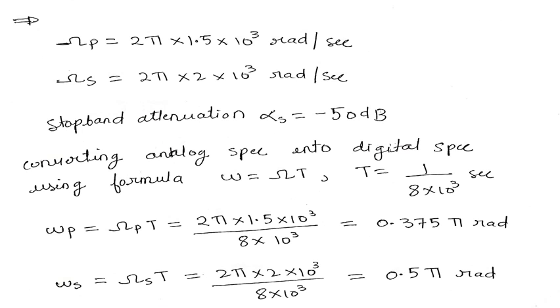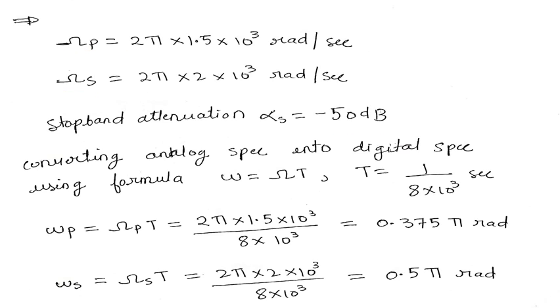The passband and stopband frequencies are given in Hertz. Therefore, we convert these frequencies to radians per second by multiplying them by 2 pi. So we multiply omega p by 2 pi and omega s by 2 pi. Also mentioned in the question is the stopband attenuation alpha s as 50 dB.